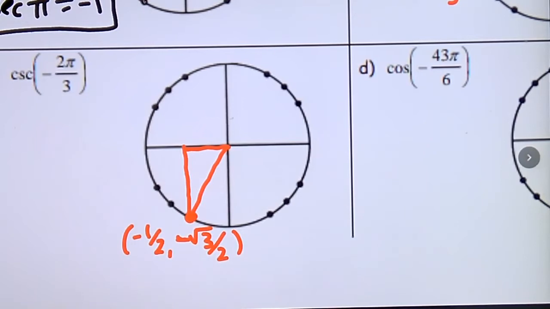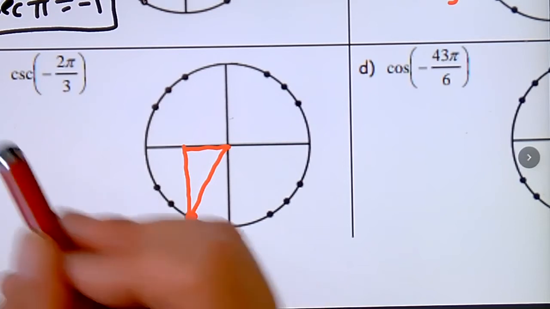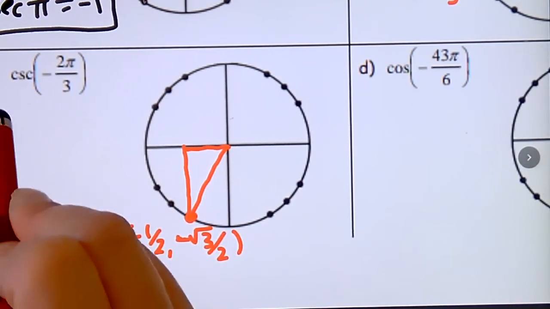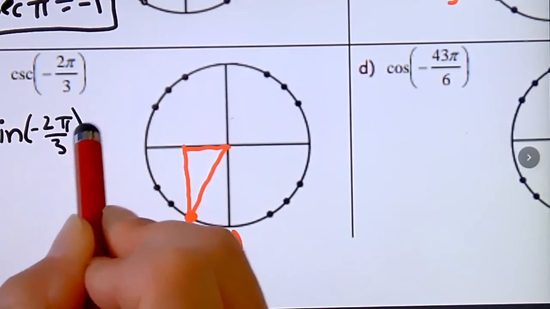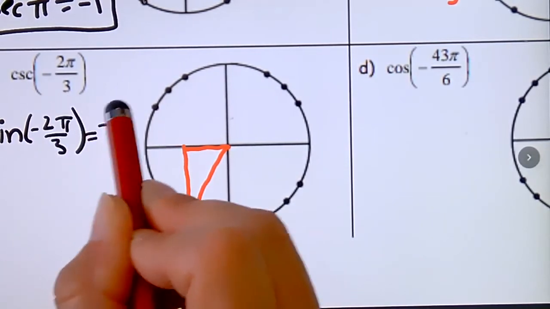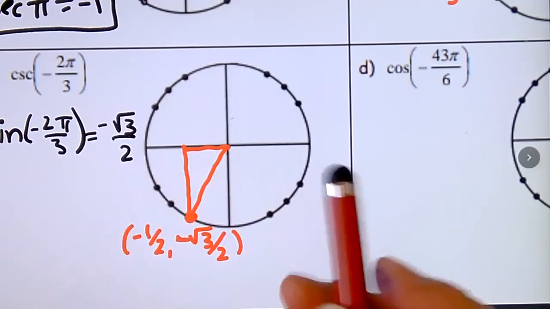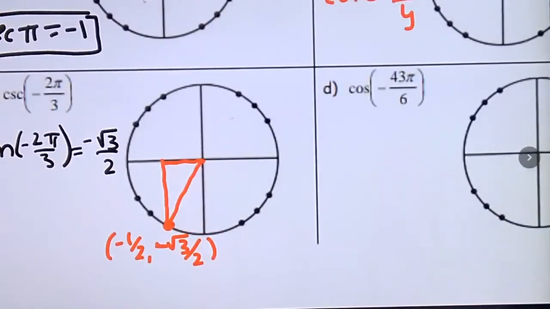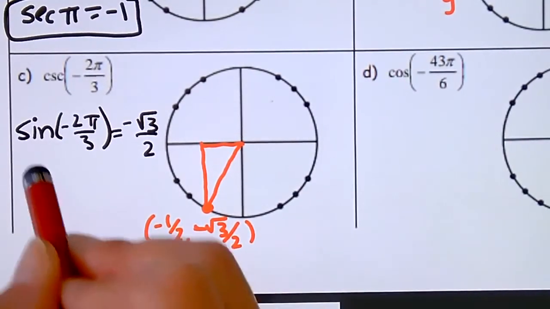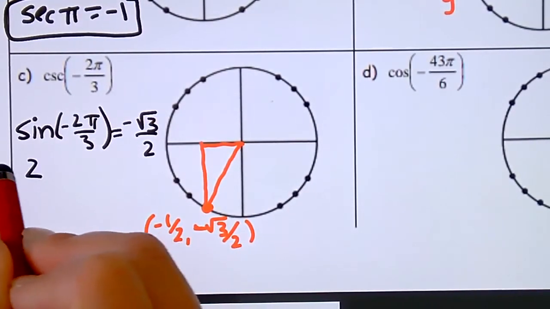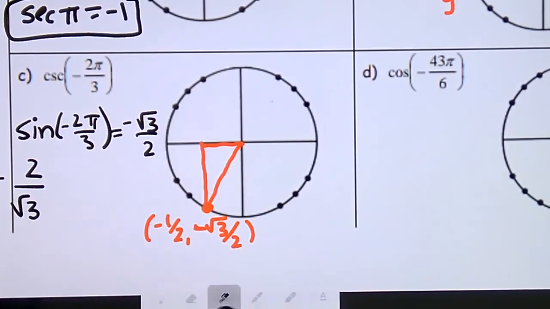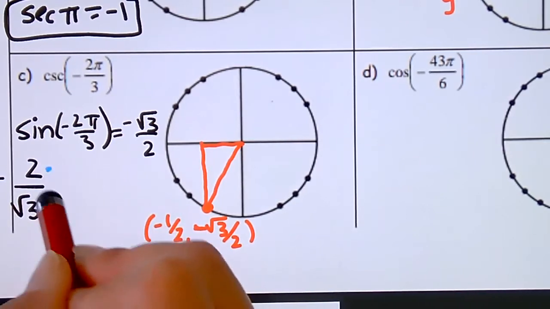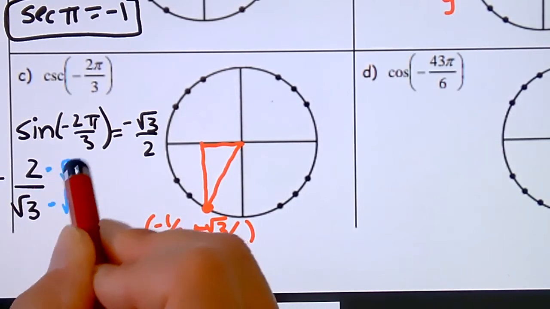And cosecant is the reciprocal of sine. So let me just jot down the sine of this. It's not what they want, but I'm going to look at it. The sine of this is -√3 over 2. So I want the reciprocal of that, which would be negative, the whole fraction is negative, 2 over √3. Again, I need to rationalize. I'm going to multiply the top and bottom by √3.